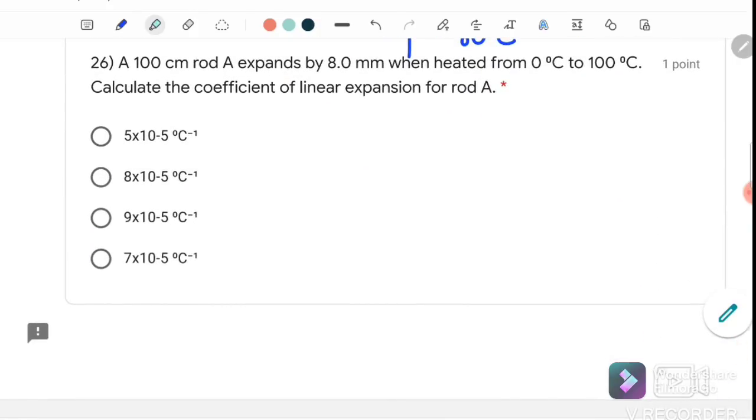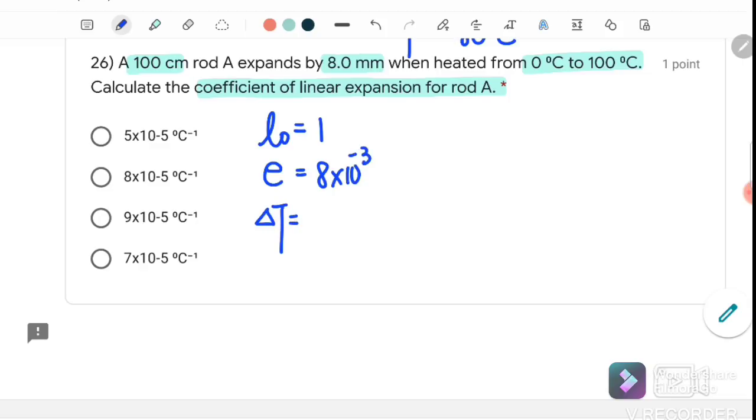Next question is number 26. A 100 cm rod expanded by 8 mm when heated from 0 degrees to 100 degrees Celsius. Calculate the coefficient of linear expansion for rod A. Here we have the original length of 1 meter, the elongation is 8 × 10^-3, and the temperature changes from 0 to 100. They ask us to find the coefficient of linear expansion.